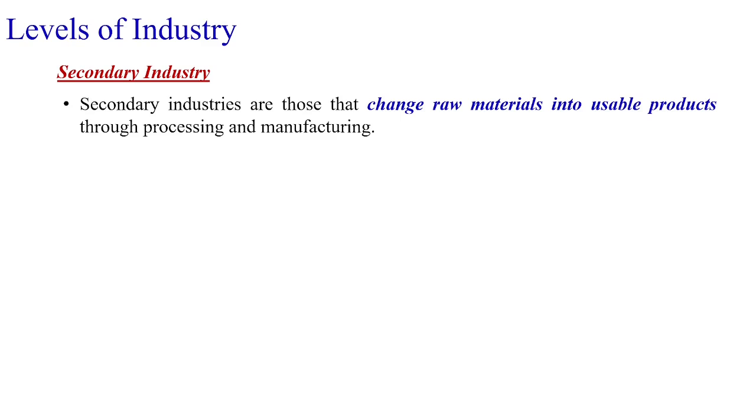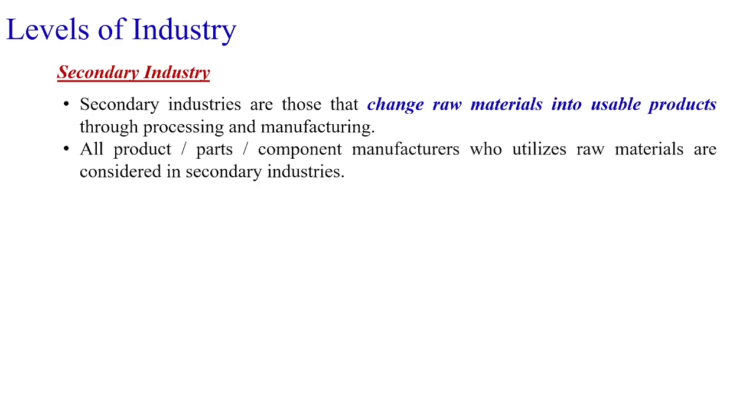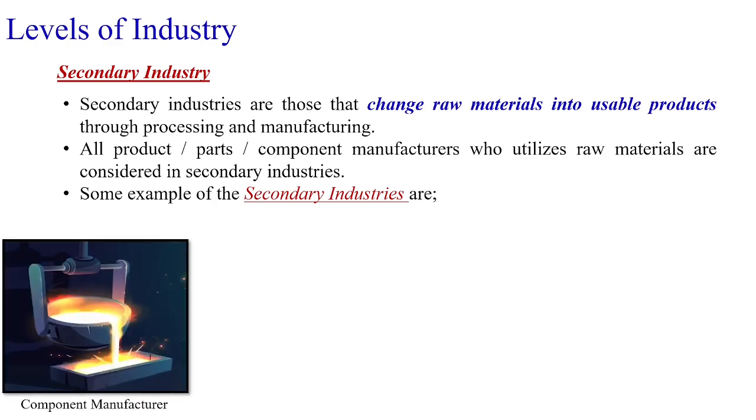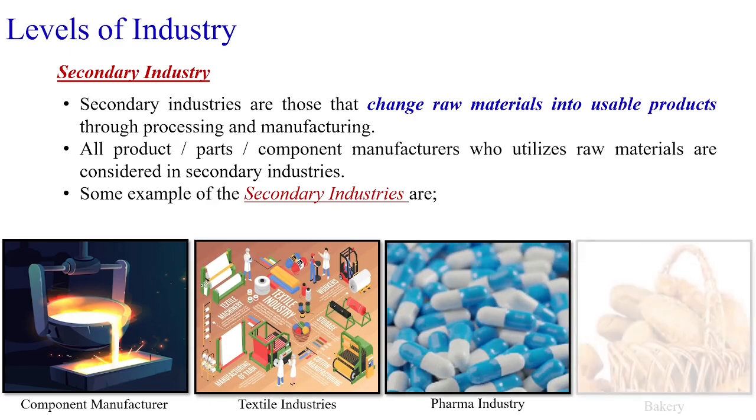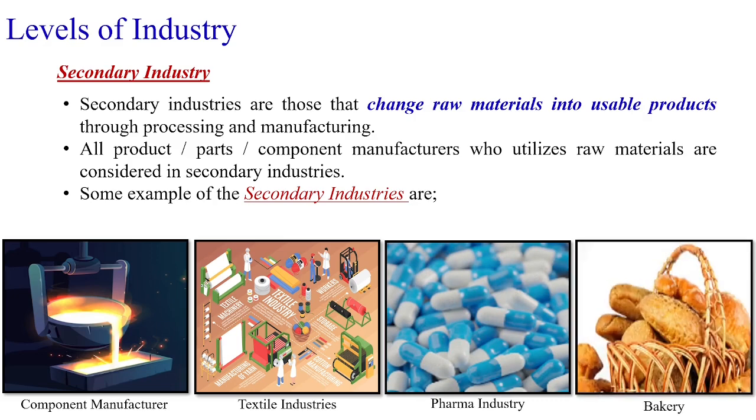Next, secondary industry. Secondary industries are those that change raw material into useful products through processing and manufacturing. All product, part and component manufacturers who utilize raw material are considered secondary industries. Some examples of secondary industries are component manufacturers, textile industries, pharma industry, bakery industry, and much more.